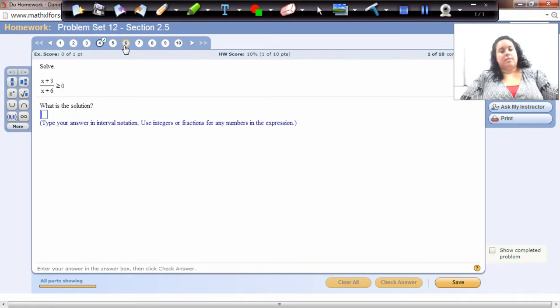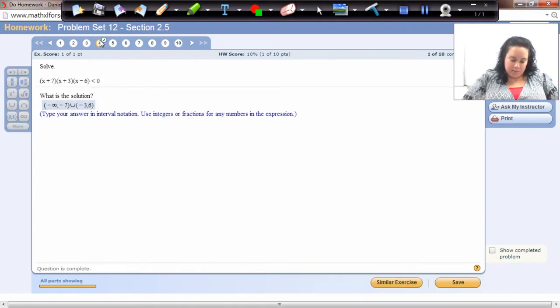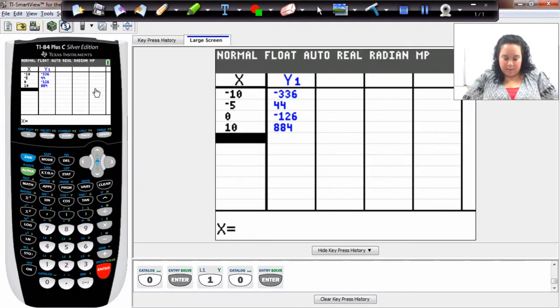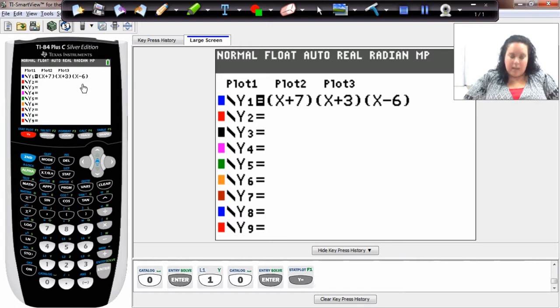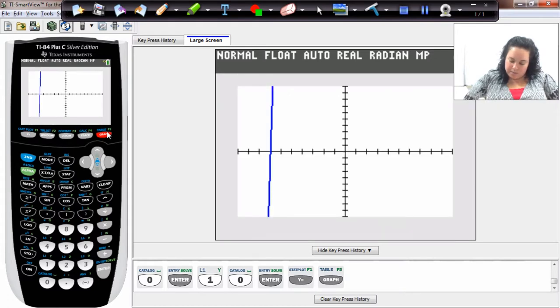Okay, number 6. This time also non-linear inequality, but we can solve it the exact same way. Before we go on to number 6, let's go back to this. Since we already have it in our calculator, I want to go ahead and show you another way. So if you type this in your calculator, just like we did, then you can go to the graph. So let's graph this and see what it looks like.